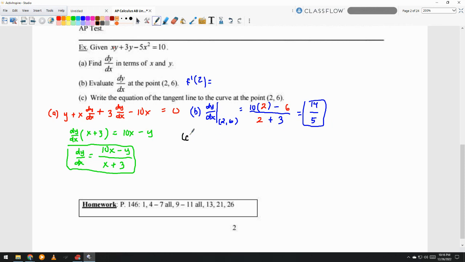All right, part C, write the equation of a tangent line to the curve at the point (2, 6). All right, so we need to know 2 things. To write a tangent line, we need to know a point, which was given to us in the problem, (2, 6). And we need to know a slope, which is what we just found in part B. The derivative evaluated at that point is 14 over 5. So your tangent line would be y minus 6 is equal to 14 over 5 times x minus 2.